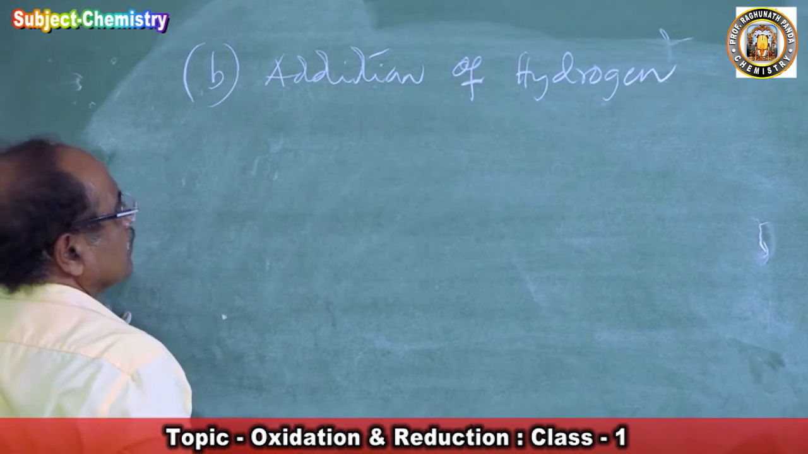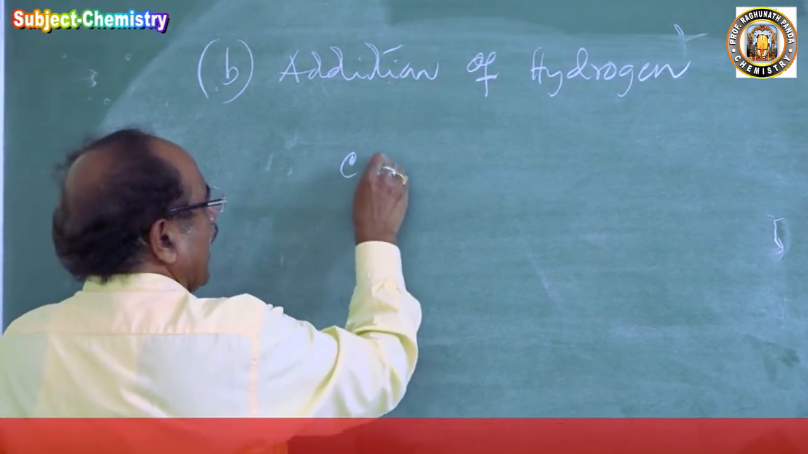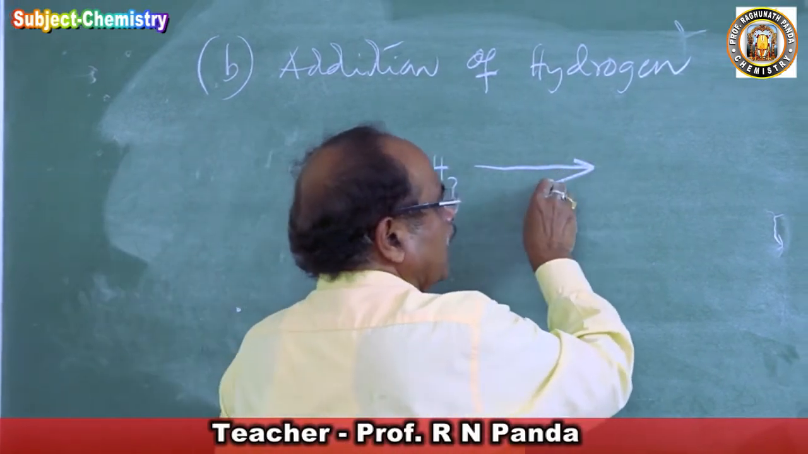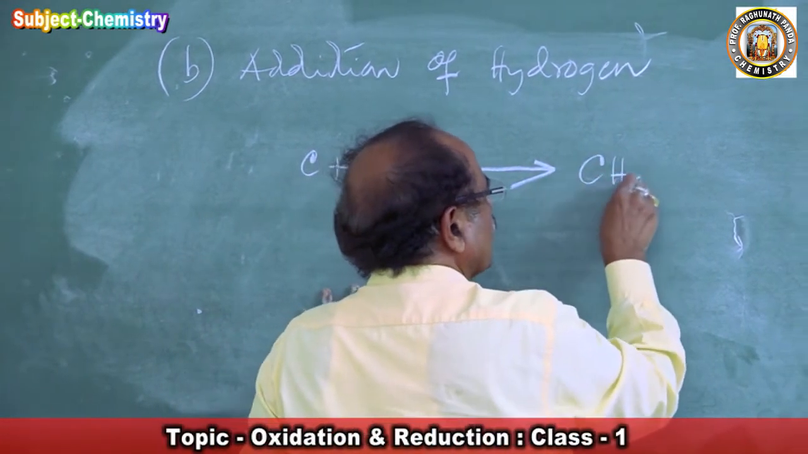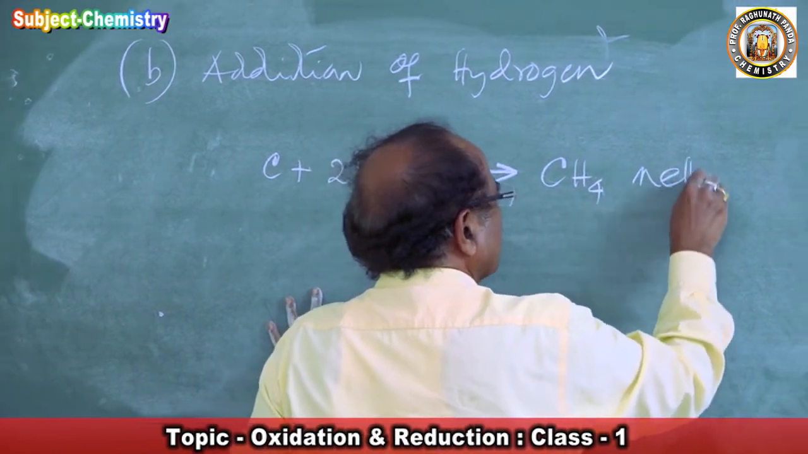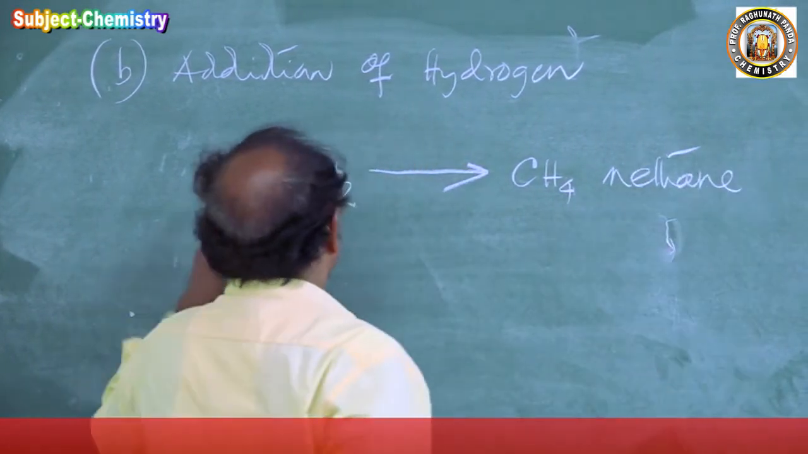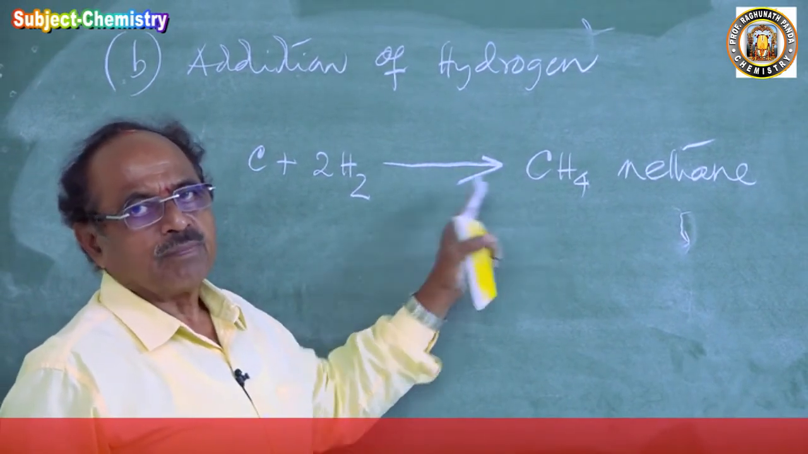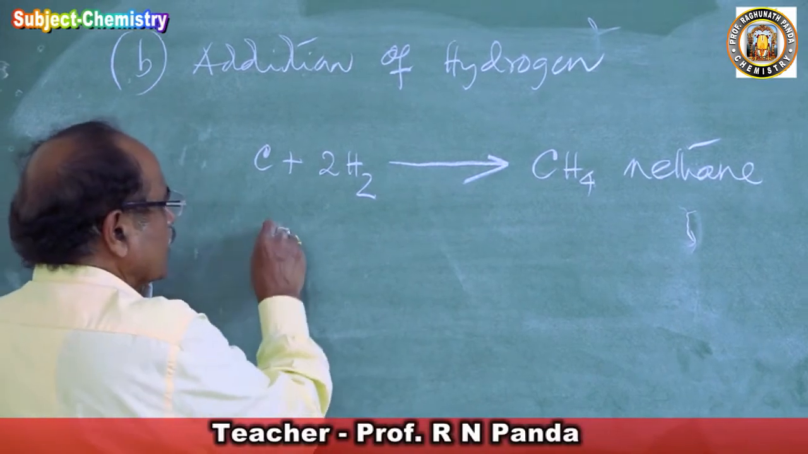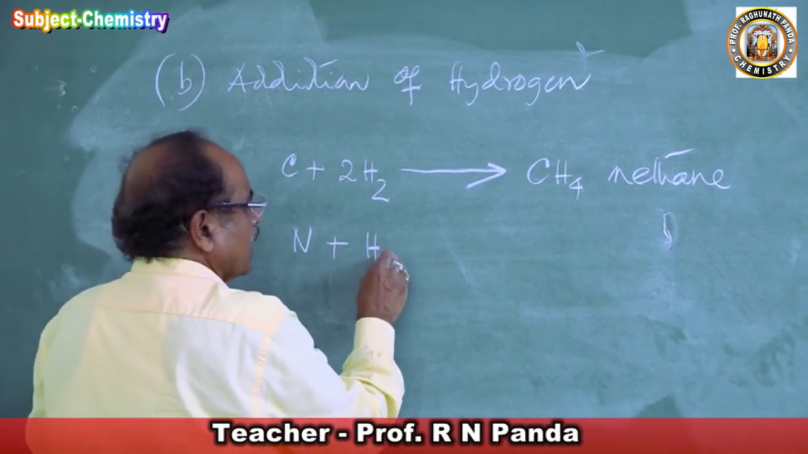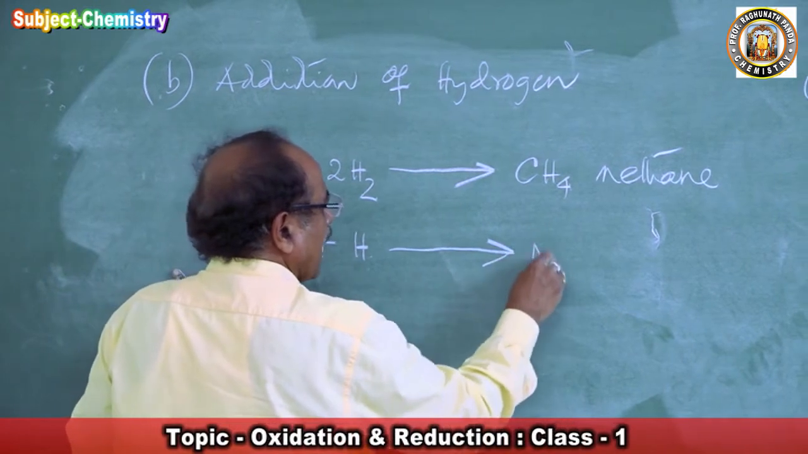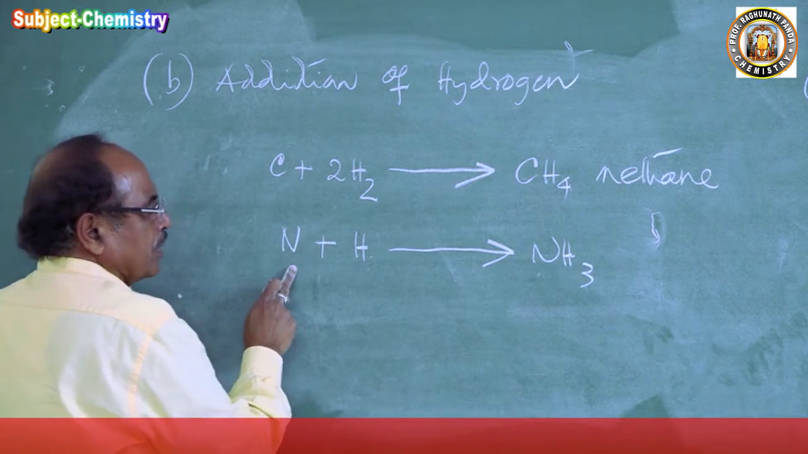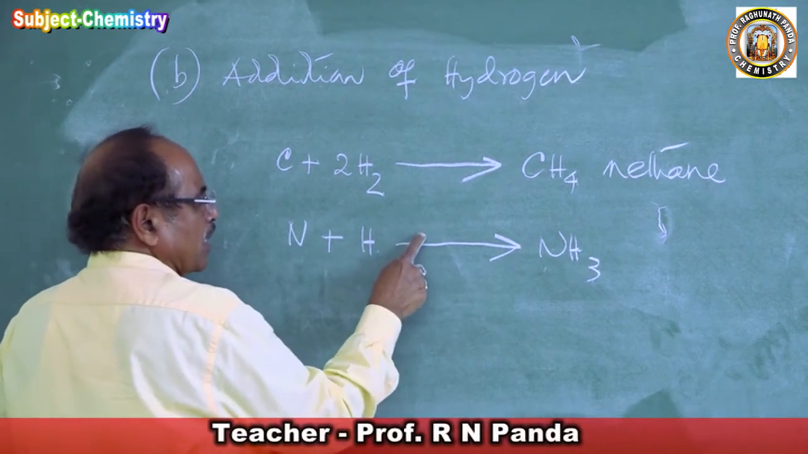So addition of hydrogen: we have carbon, and we add 2 molecules of hydrogen to carbon, or 4 atoms of hydrogen, so we get methane. This we call methane. So carbon is reduced to methane. Or we have the nitrogen and we add hydrogen to that and this becomes ammonia. So the formation of ammonia from nitrogen, this process is called reduction.